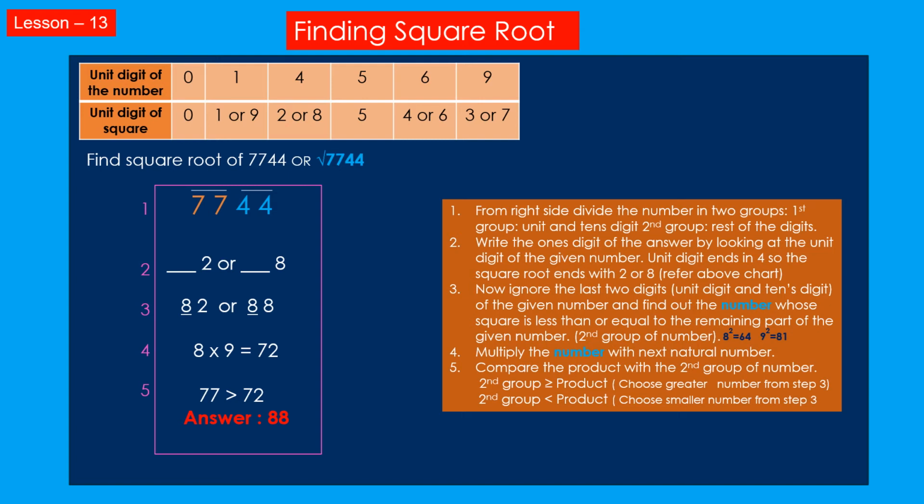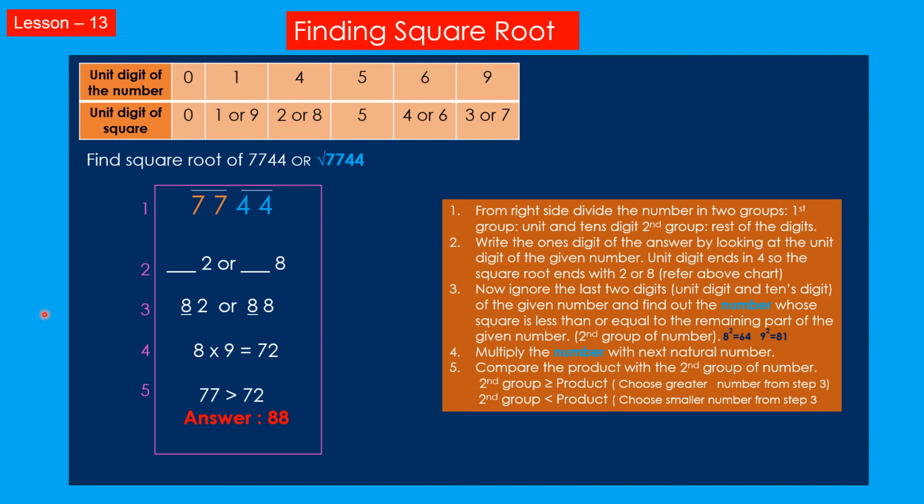Find the square root of 7744. Alright, so it is very easy to calculate the square root by using the Vedic method. You just have to remember 5 simple steps.